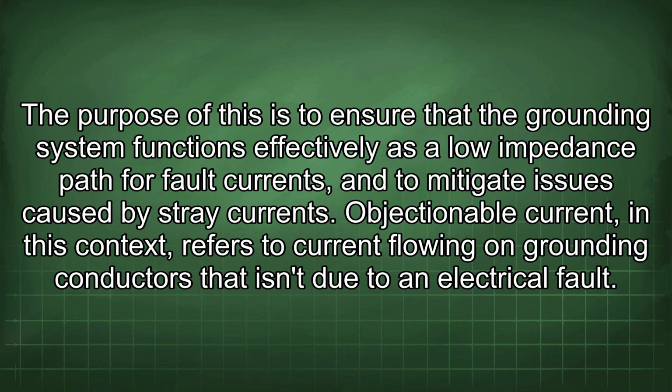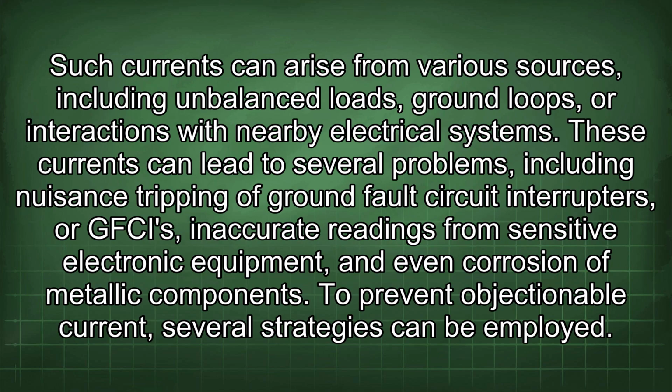Objectionable current, in this context, refers to current flowing on grounding conductors that isn't due to an electrical fault. Such currents can arise from various sources, including unbalanced loads, ground loops, or interactions with nearby electrical systems. These currents can lead to several problems, including nuisance tripping of ground fault circuit interrupters, or GFCIs, inaccurate readings from sensitive electronic equipment, and even corrosion of metallic components.